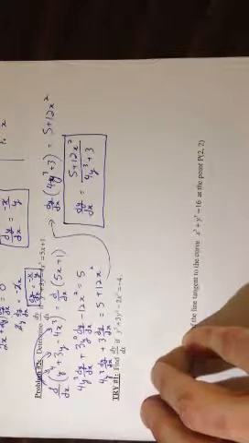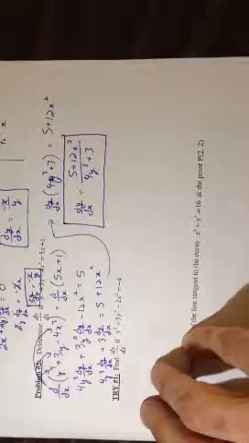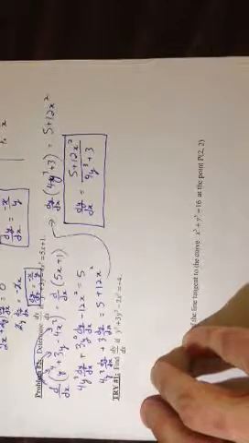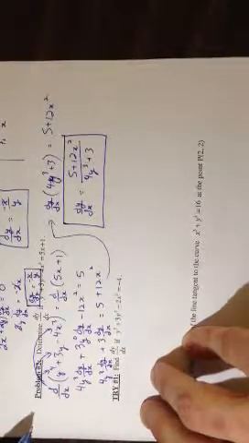Okay, this is called implicit differentiation because we're taking the derivative for each part. There's more than one way to do that.